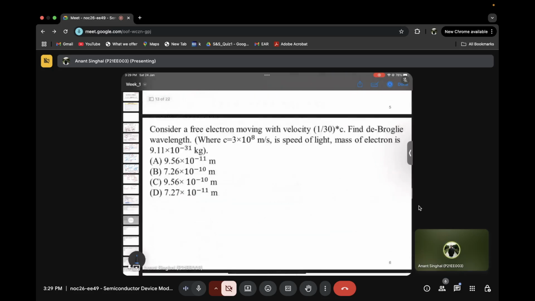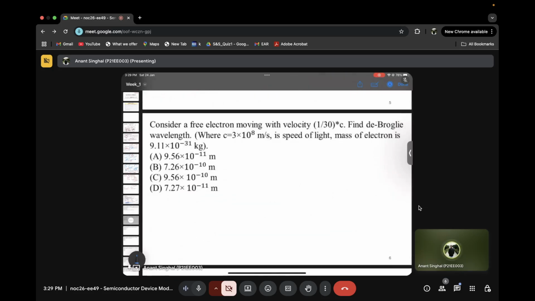So we'll move to very basic concepts now. The next problem says: consider a free electron moving with a velocity of 1/38 of the speed of light, and find the de Broglie wavelength. C is given, and the mass of the electron is given.